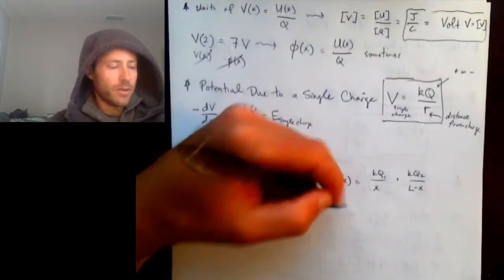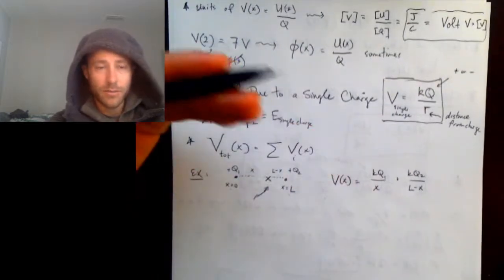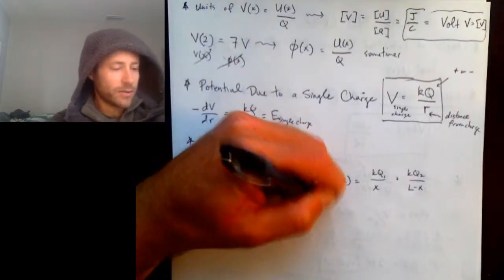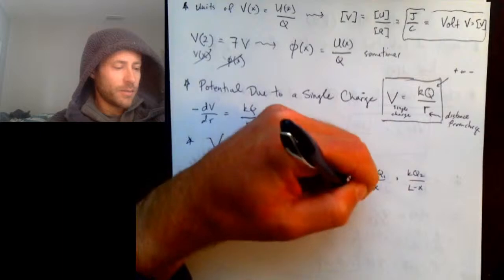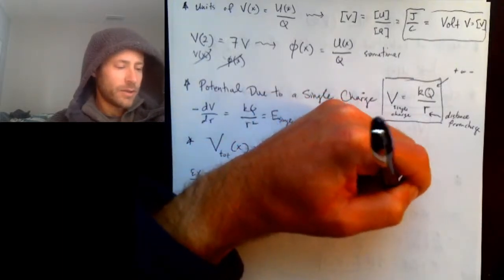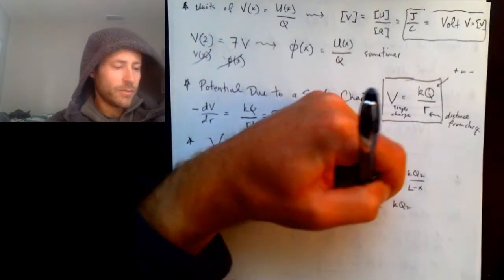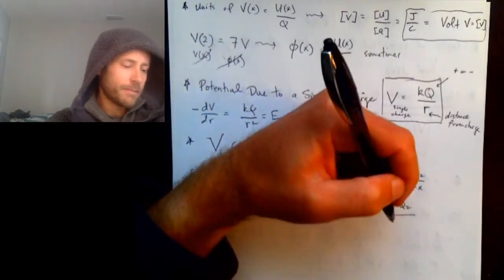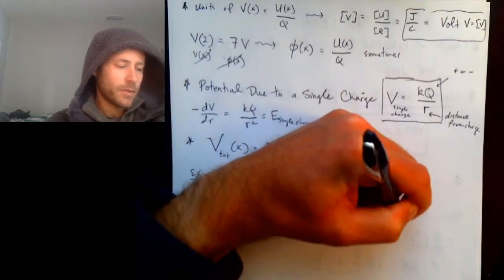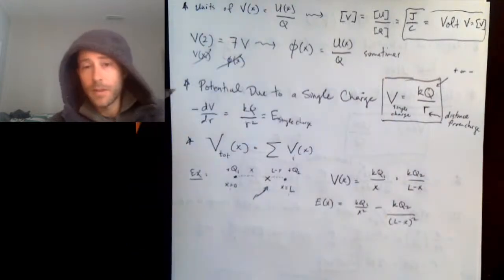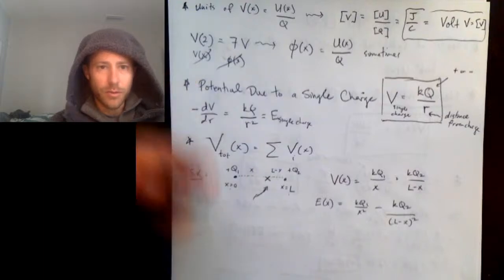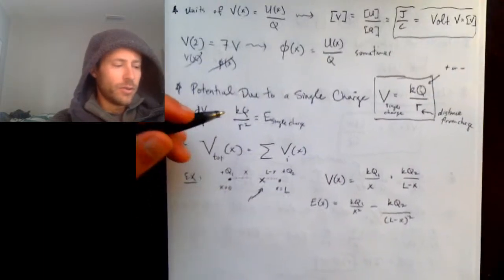And then if I wanted the electric field, I would take the derivative. So the electric field at x is going to be kQ1 over x squared minus kQ2 over (L minus x) quantity squared. All right. So that's how that works. It's pretty simple.